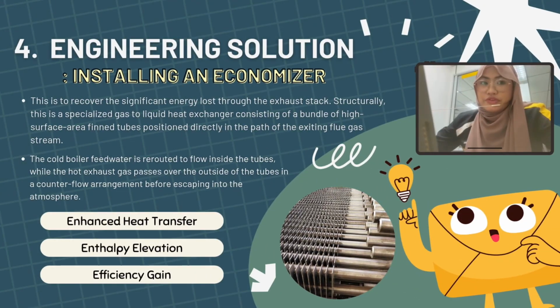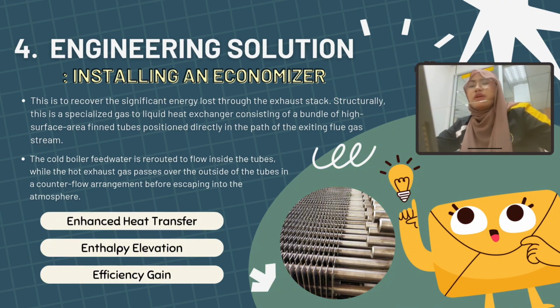Carrying on to our engineering solution, we suggest installing an economizer. This is to recover the significant energy loss through the exhaust stack. Structurally, this is a specialized gas-to-liquid heat exchanger consisting of a bundle of high surface area fine tubes positioned directly in the path of the existing flue gas stream. The cold boiler feed water is rerouted to flow inside the tubes, while the hot exhaust gas passes over the outside of the tubes in a counterflow arrangement before escaping into the atmosphere.